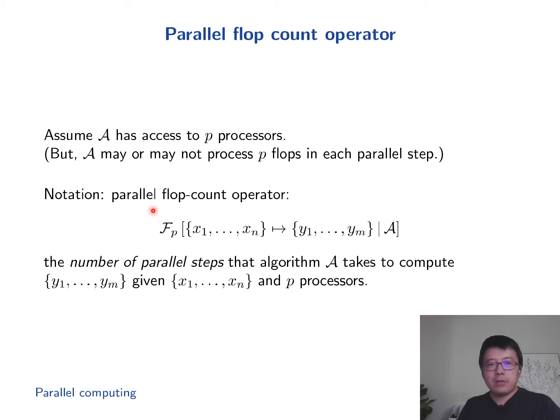So we extend the flop count operator to the parallel flop count operator, with a little p there. It denotes the number of parallel steps that an algorithm A takes to compute the output given the input using p processors. The idea is that even though the algorithm has access to p processors, it may or may not be able to process p flops at every step. Therefore, we need to analyze the number of parallel steps that it needs.